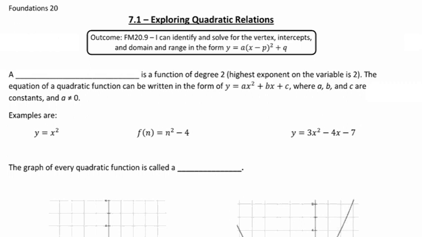So 7.1 is exploring quadratic relations. In these notes, we're going to talk about quadratic functions, which will take the shape of a parabola, and we're going to learn the characteristics of what those types of functions look like when we graph them and what they look like in equation form. So our first blank, a quadratic function is a function of degree 2, so we'll fill that in.